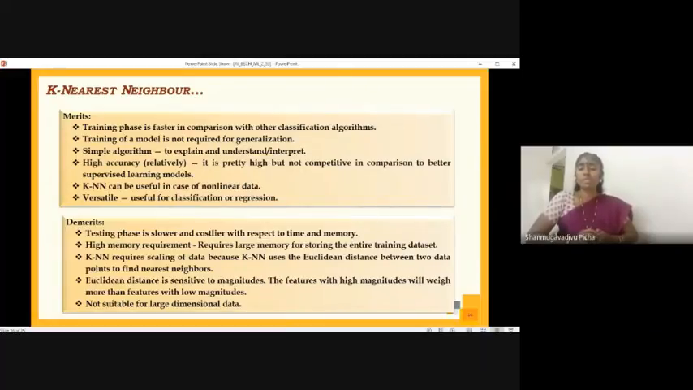Features with high magnitude will weigh more than features with low magnitude. As we store the numbers obtained from the computation of Euclidean distance, this is obviously an overhead, because it adds to the memory requirement. Because of these disadvantages, when the size of the data is very large, for large volume and high dimensional data, this is proven to be not very appropriate. We don't opt for the k nearest neighbor algorithm when the data size is very big and when the dimension of the data is very large.